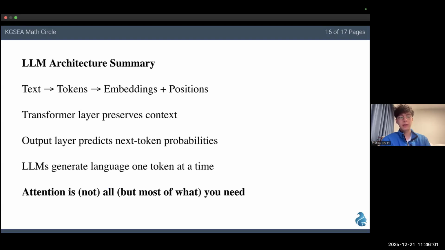So that was a basic explanation of what LLM architectures are. I'll provide another summary. Text is turned into tokens, which are embedded into vectors and positions within the sequence. The transformer layer preserves the context, and the output layer predicts the next token probabilities. And then LLMs generate language one token at a time. The paper that came up with this whole transformer architecture was called Attention Is All You Need. But as we learned today, attention is not all, but pretty much most of what you need. There are some other steps that are definitely important.